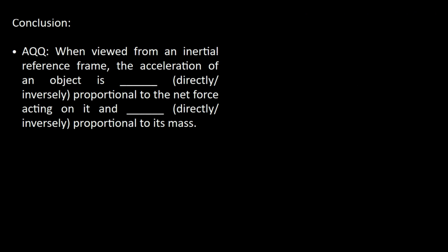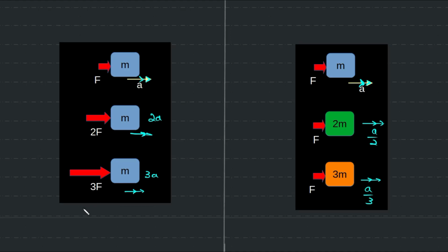So what can you conclude from these two discussions? When viewed from an inertial frame of reference, is the acceleration of the object directly proportional to the net force? Yes, it is directly proportional. Why? Because as and when the force increases, your acceleration also increases, so there is a direct proportion between them. Acceleration is directly proportional to force is the funda. Directly proportional means when one increases, the other increases as well.